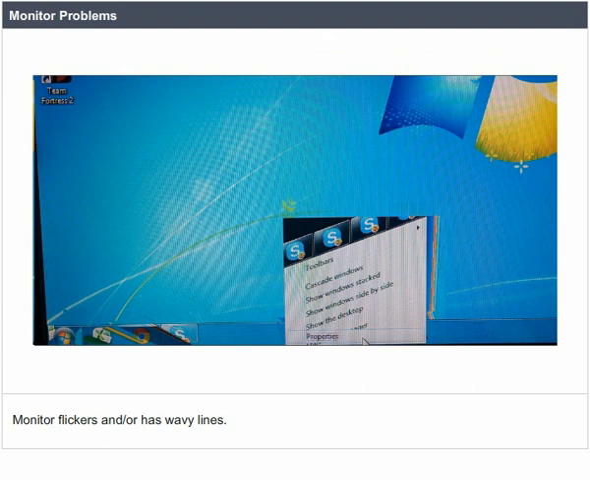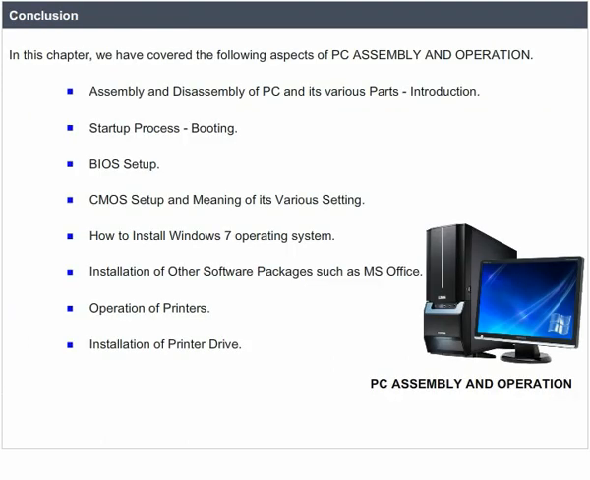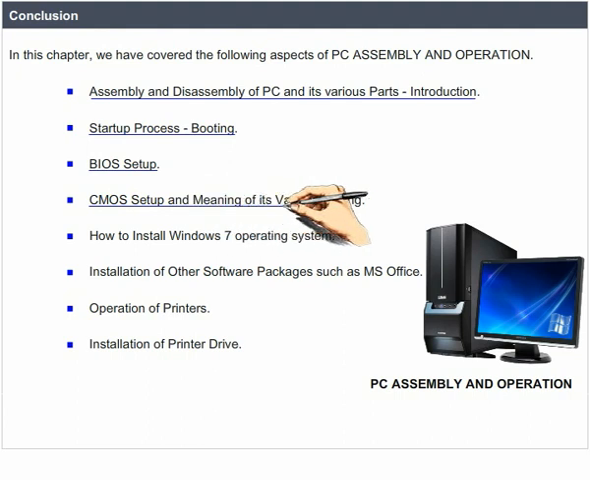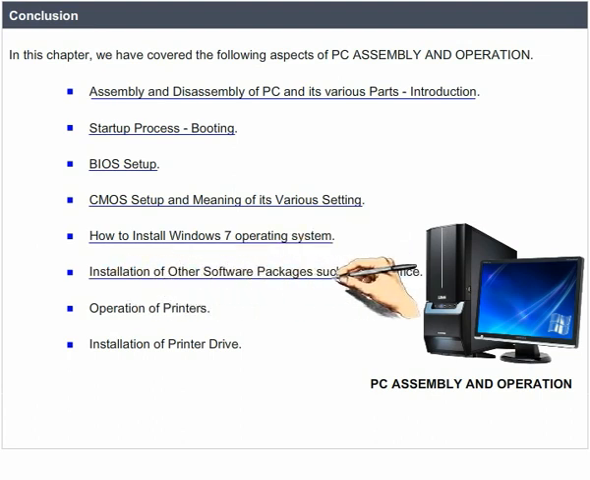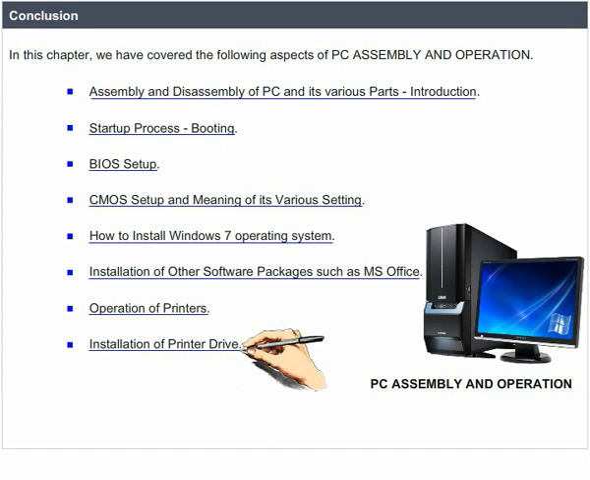Conclusion. In this chapter, we have covered the following aspects of PC assembly and operation. Assembly and disassembly of PC and its various parts. Introduction, startup process, booting, BIOS setup, CMOS setup and meaning of its various settings. How to install Windows 7 operating system. Installation of other software packages such as MS Office. Operation of printers, installation of printer driver. Backup and restore operations. Troubleshooting of PC problems.